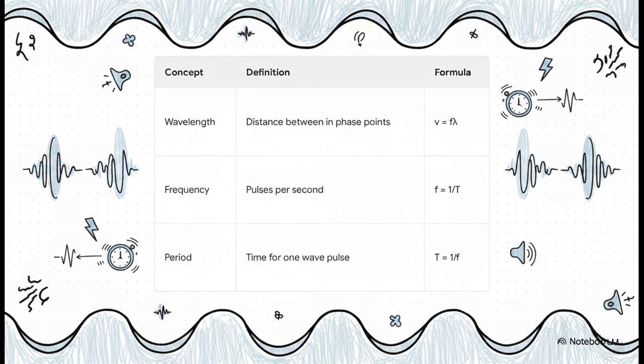Then we have frequency, which is how many wave pulses happen per second, measured in hertz. Period is the time it takes for just one complete wave to pass by. Notice that formula there, f equals 1 over T. That means frequency and period are exact inverses of each other. And finally, wave speed. To calculate how fast a wave is cruising along, you use the wave equation, v equals f times lambda. Velocity equals frequency times wavelength.